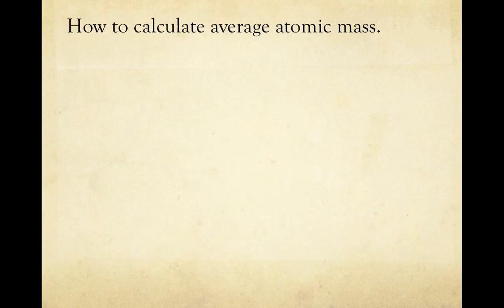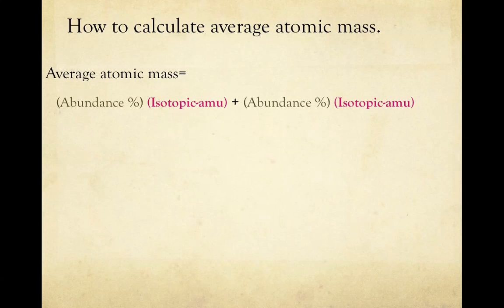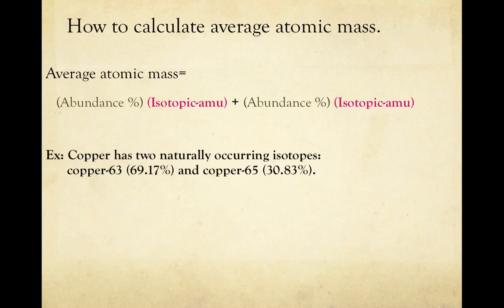So here's how you calculate average atomic mass. It's equal to the abundance, or what percentage in the universe it is, times how much it weighs, the AMU, plus the next isotope's abundance in percent times how much it weighs in AMUs, and then you add them all together and you get the total.